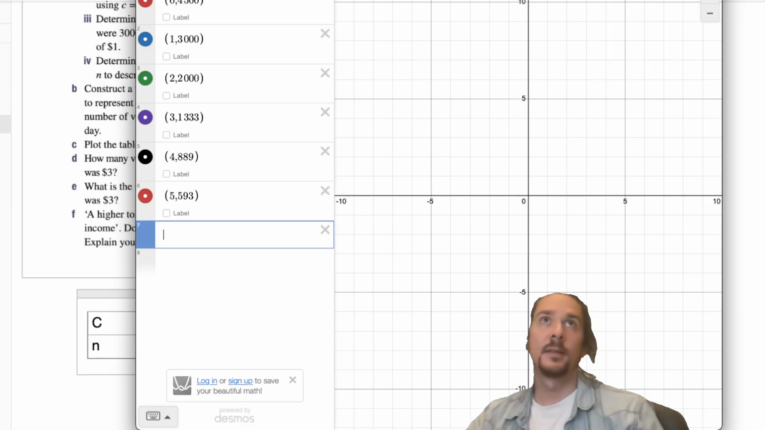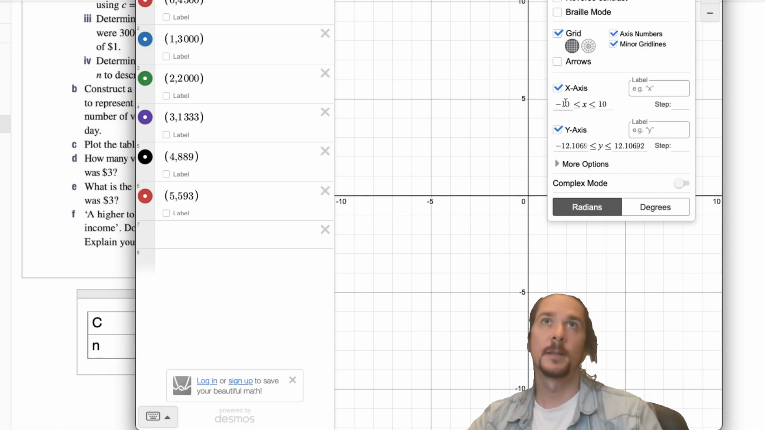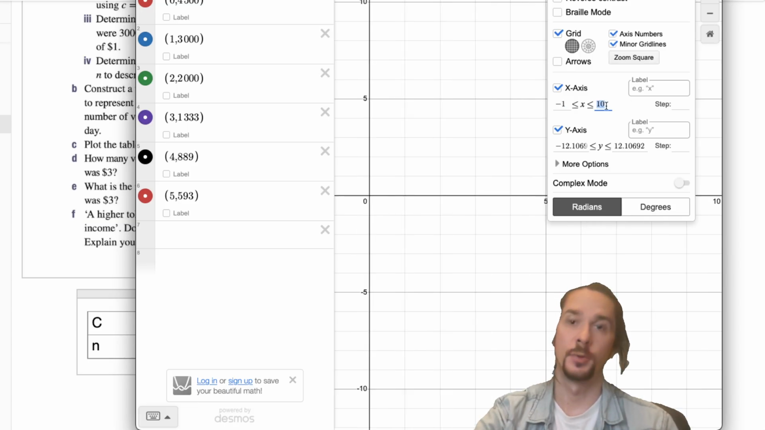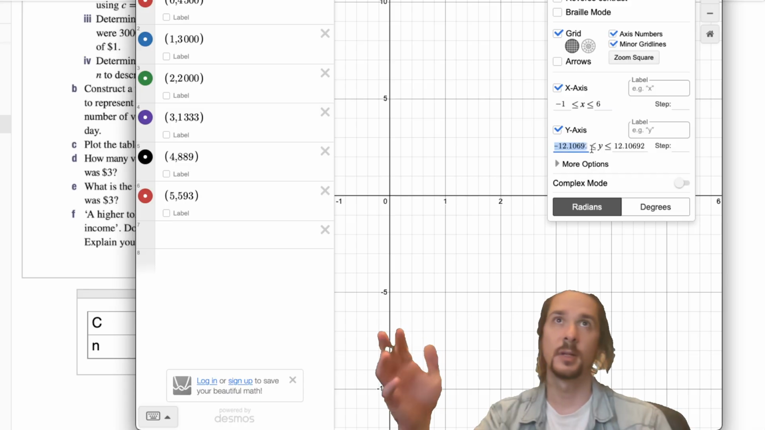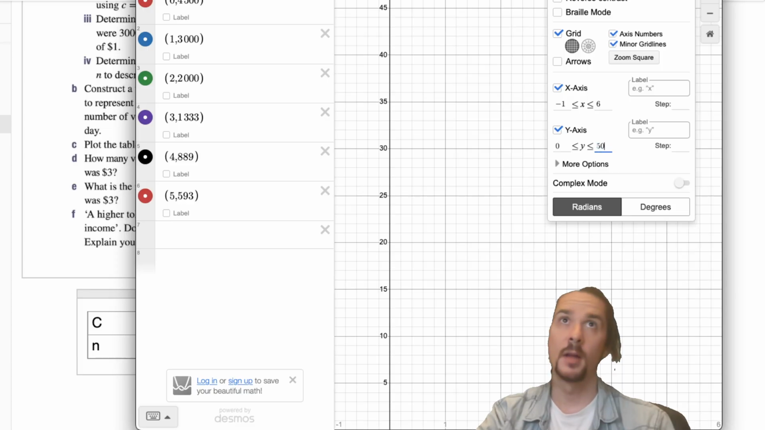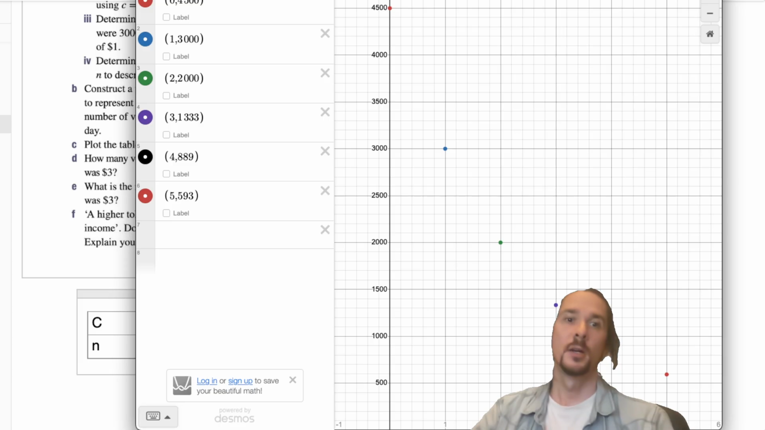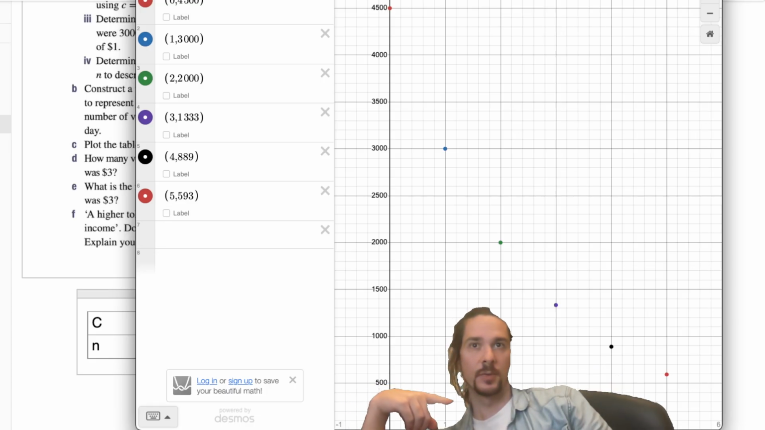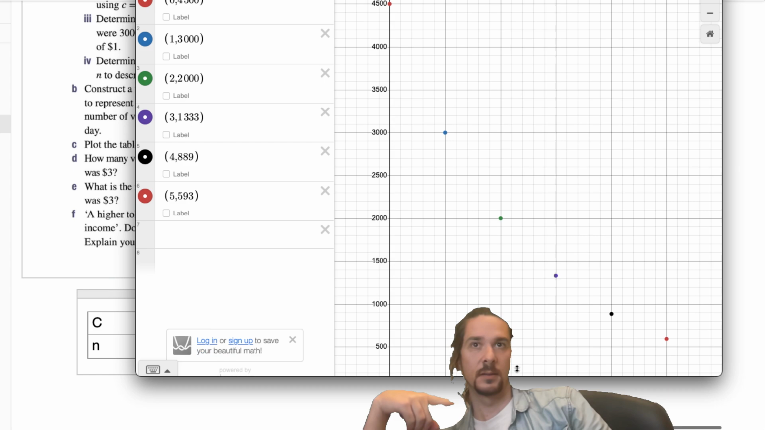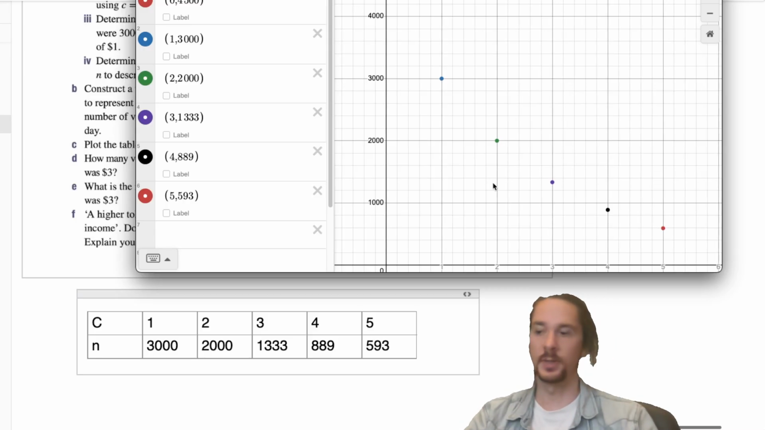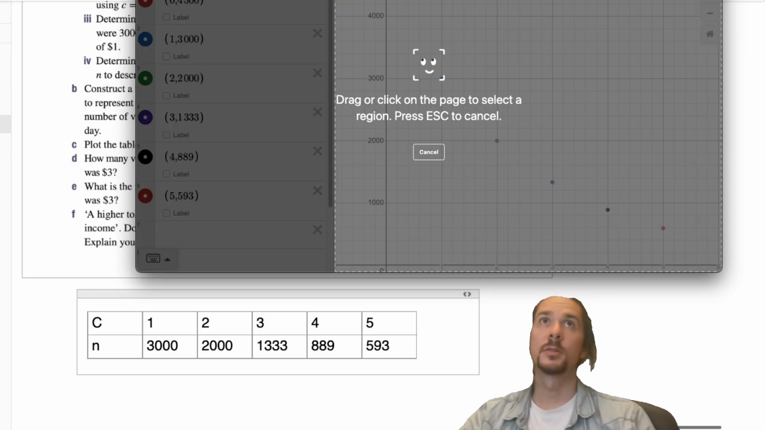Okay, so we can't see anything, so we have to change our Desmos settings. Let's see, so the x-axis can go from -1 up to 6 so that we can see each endpoint, and the y-axis can go from 0 up to 5,000. Okay, so my head's in the way. Here are our plotted points. I'm going to resize this window again. Okay, so there are our plotted points. Let me screenshot this.